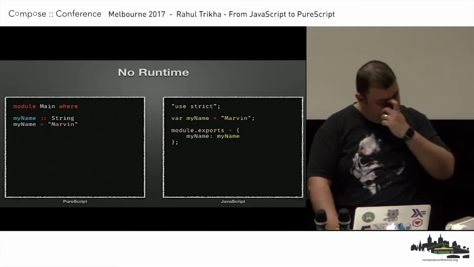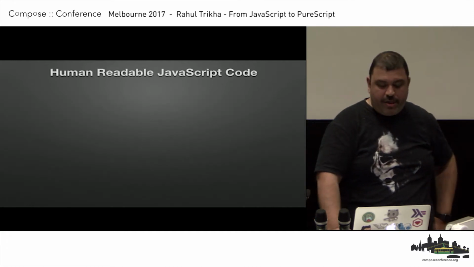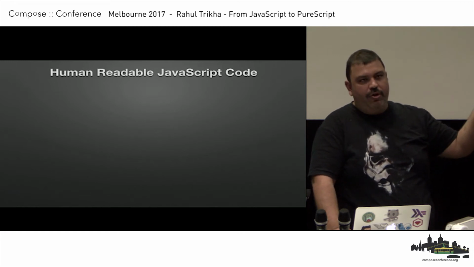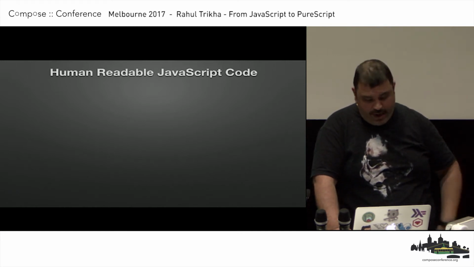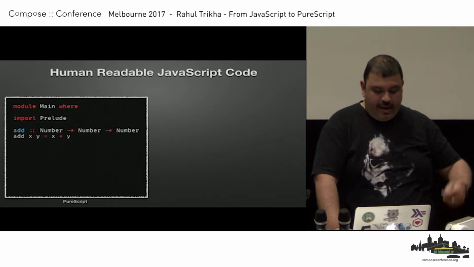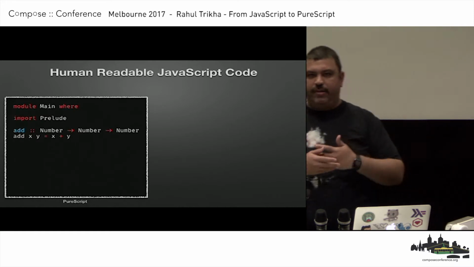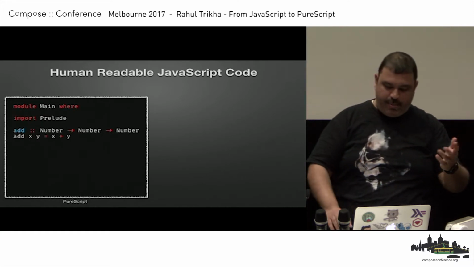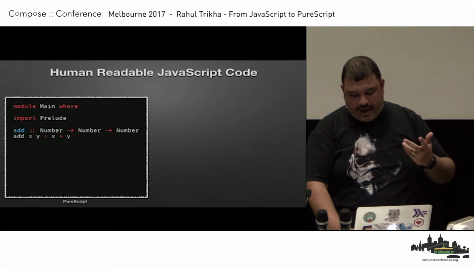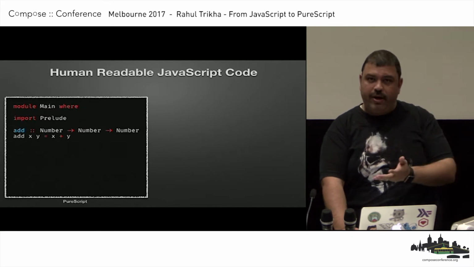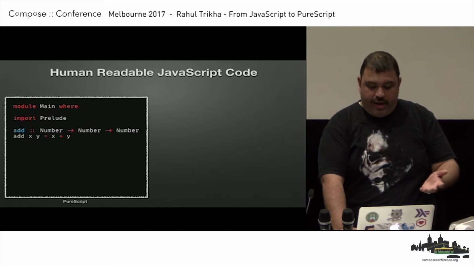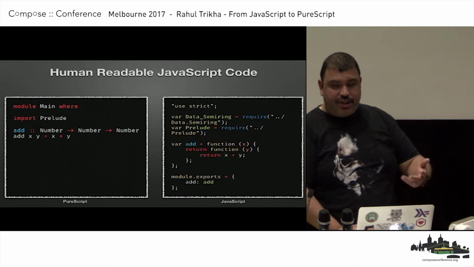Let's have a look at some more examples, right? Human-readable JavaScript code. The code we showed on the last slide was quite readable, but what about some more complicated examples? In this case, we have a function called add, and add takes two numbers, adds them together, and returns the result. If we compile this down to JavaScript, it looks something like this. And this is quite readable, right?